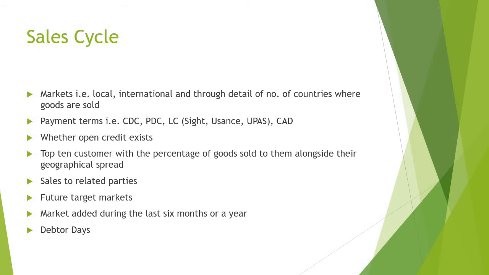And then the proportion of the customers. For example, we should have an idea about the top customers. Normally, banks will ask you about the top 10 customers in the UAE. Then comes the sales to related parties. If there are any sales to related parties, you should have the details, the quantum and the amounts of the same.